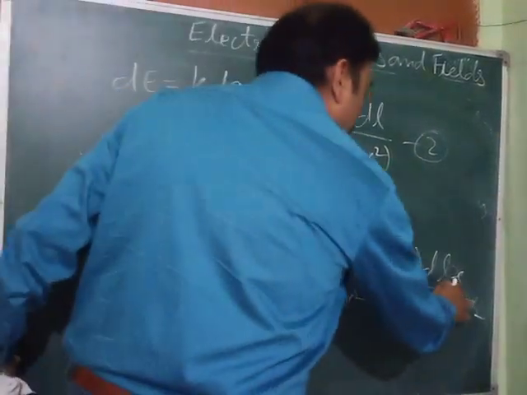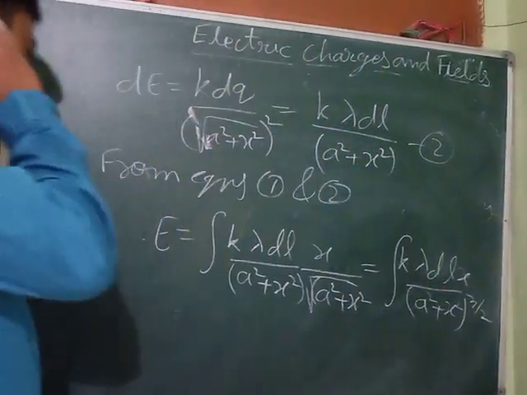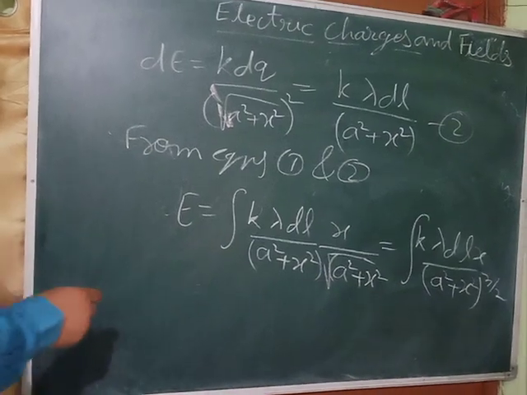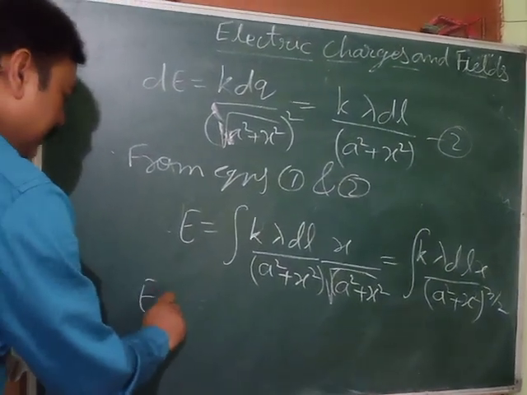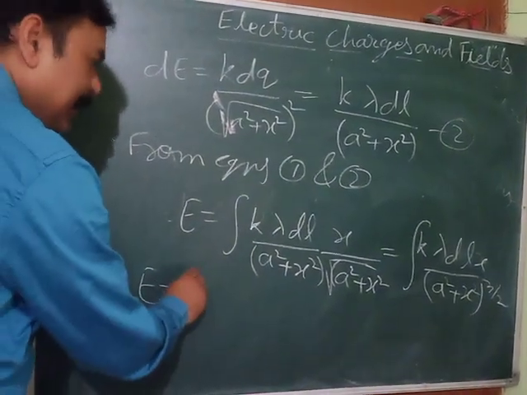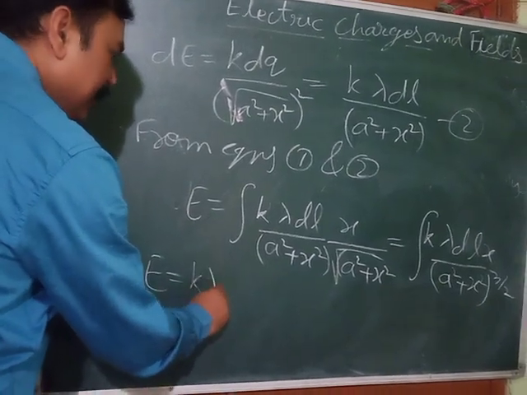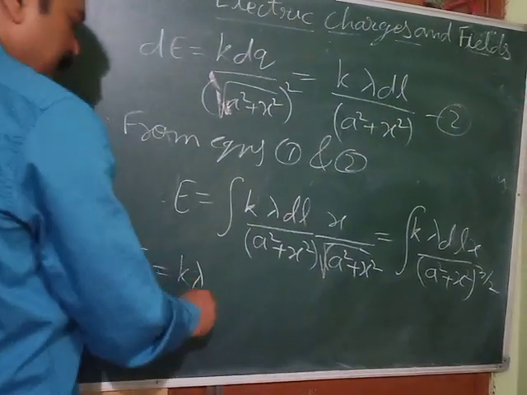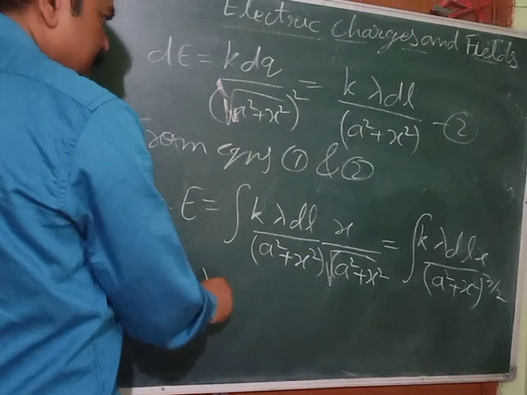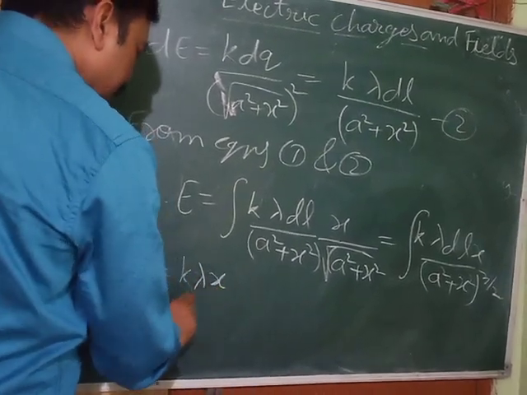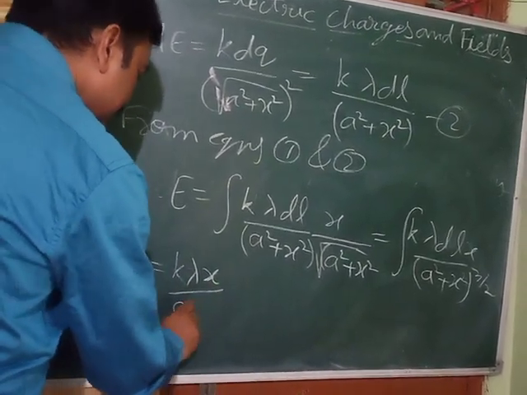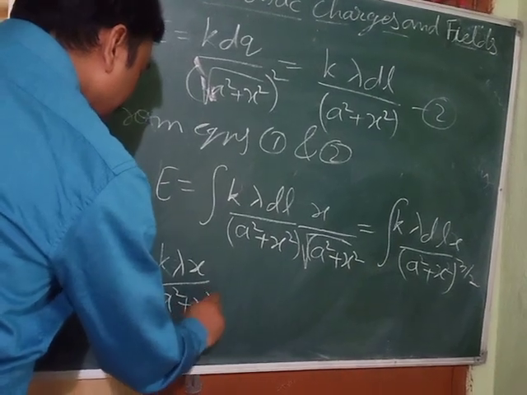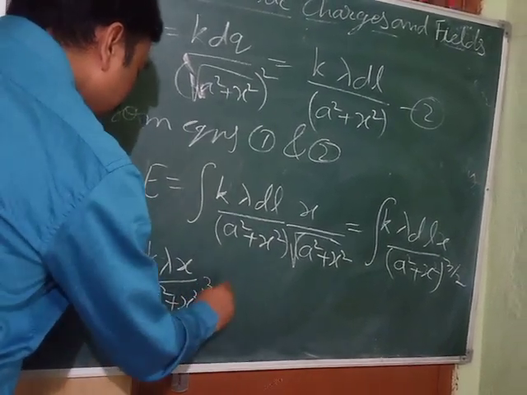As we got 3 by 2, now see, it is time to integrate. E is equal to k lambda, which is constant. Now x is also constant, so a square plus x square whole to the power 3 by 2 is a constant.